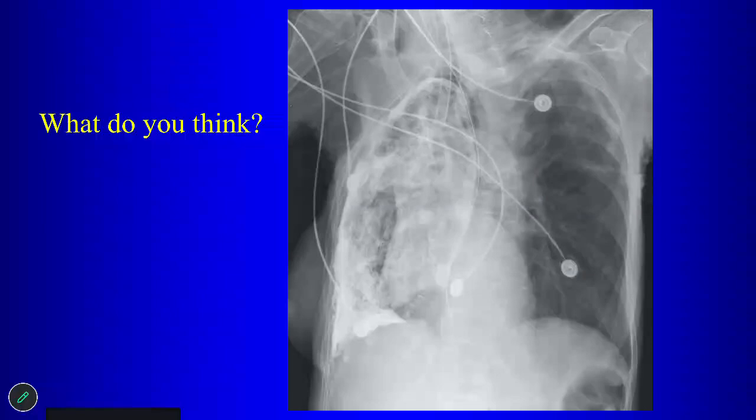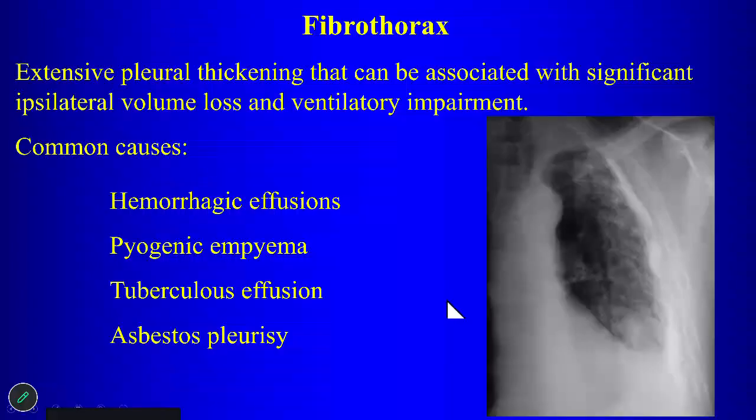Fibrothorax, right. There's extensive pleural scarring here. So the problem with this is that it's going to impair the function of the lung. It's going to prevent the lung from expanding normally. So that's a sign of a fibrothorax.